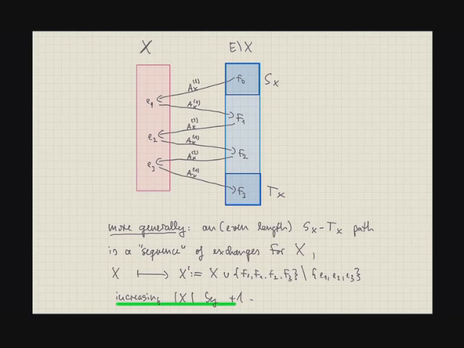So in some sense, you could see it in the following way. I exchange this element for this one, this for this one, this for this one. And now I can add this one for free. So that's basically the idea.